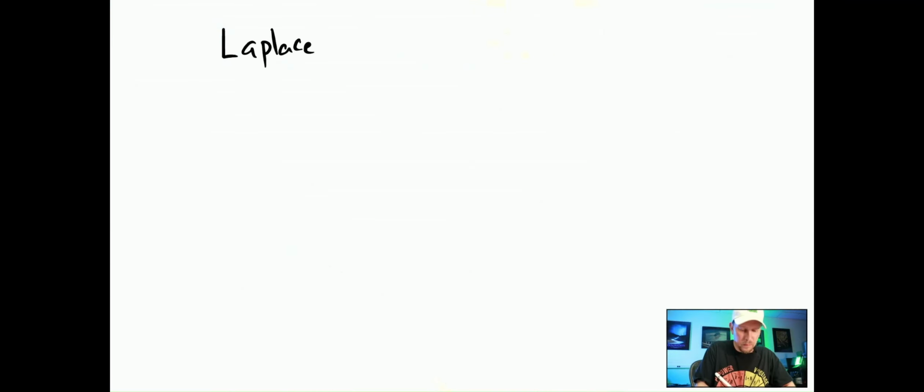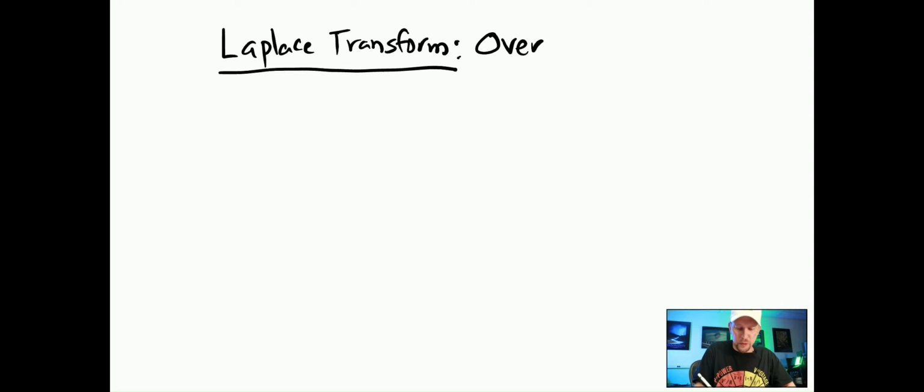So one of the things that I want to do, very briefly, is give you an overall breakdown of why the Laplace transform is defined and where it's going to end up being useful. So this is the Laplace transform. This is an introduction to it, and this is kind of an overview.